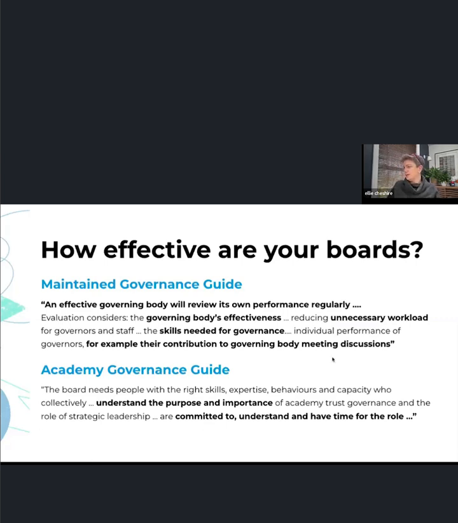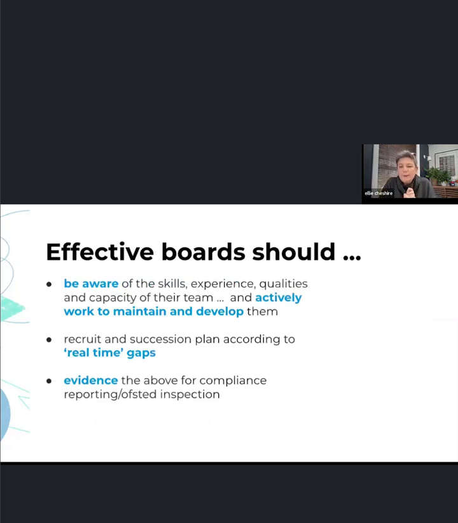Right, next slide. At Governor Hub we believe that effective boards, if you've got a board that's working really well, should be aware of the skills, experiences, capacity and needs of the other people on the board. We need to understand what this group of people is made up of, where our strengths are, and where our weaknesses are. We also think you've got to have that plan. What are we developing? How are we keeping the good stuff, and how are we getting everything better?